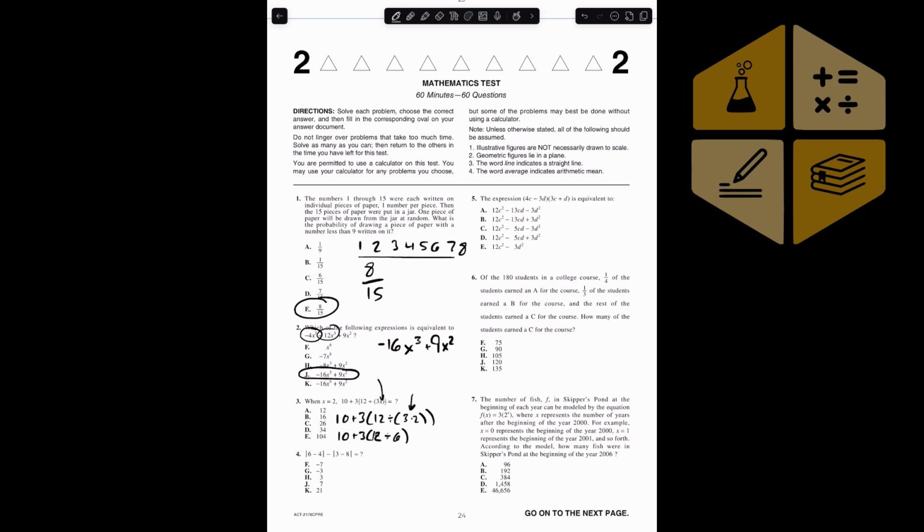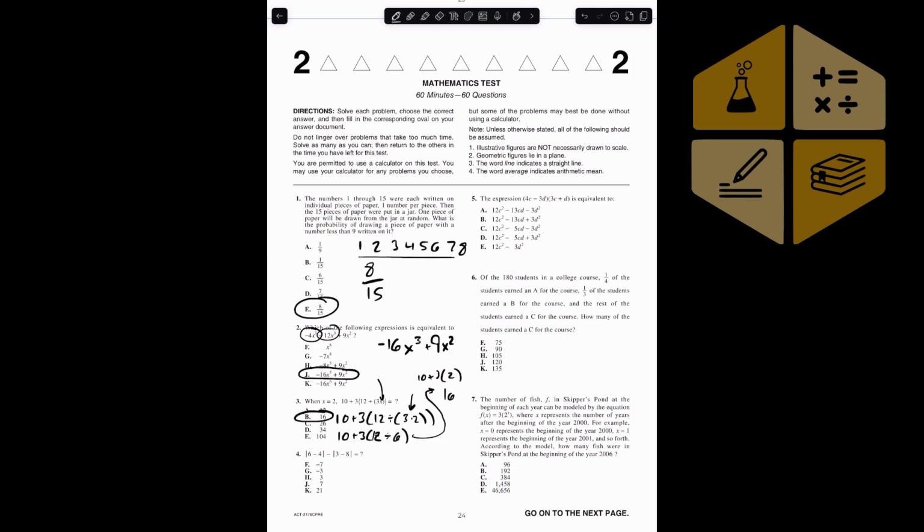Next, to save room down here, I'm going to go up here and draw this. So this would be 10 plus 3 times (12 divided by 6 is 2). And now it becomes much simpler. So 3 times 2 is 6. 10 plus 6 is 16. That's why the answer to number 3 is B, 16.